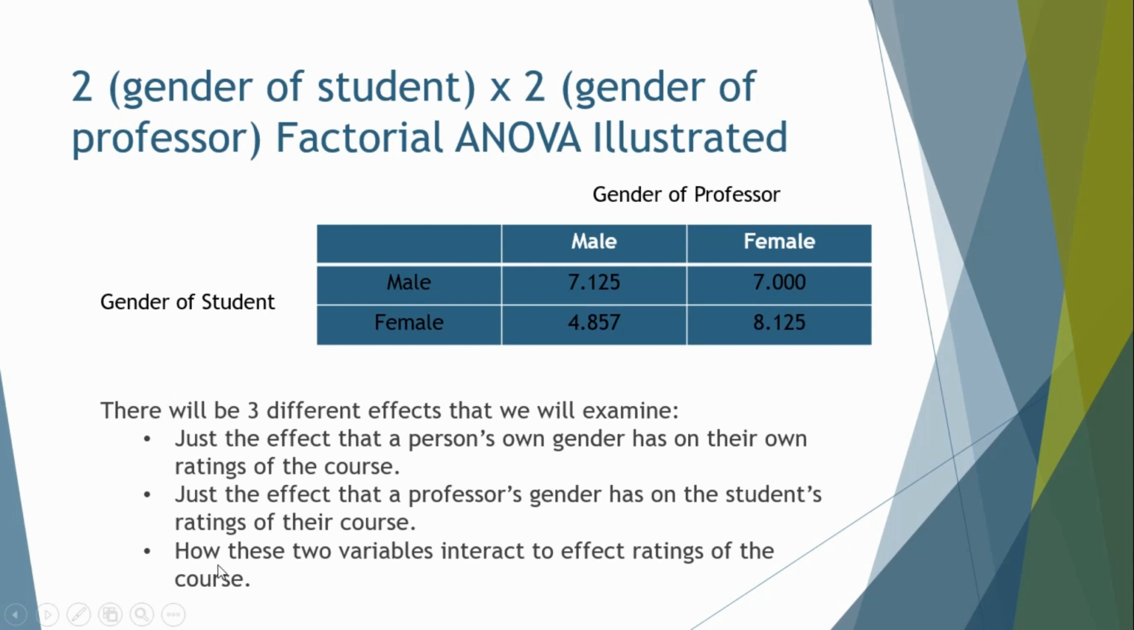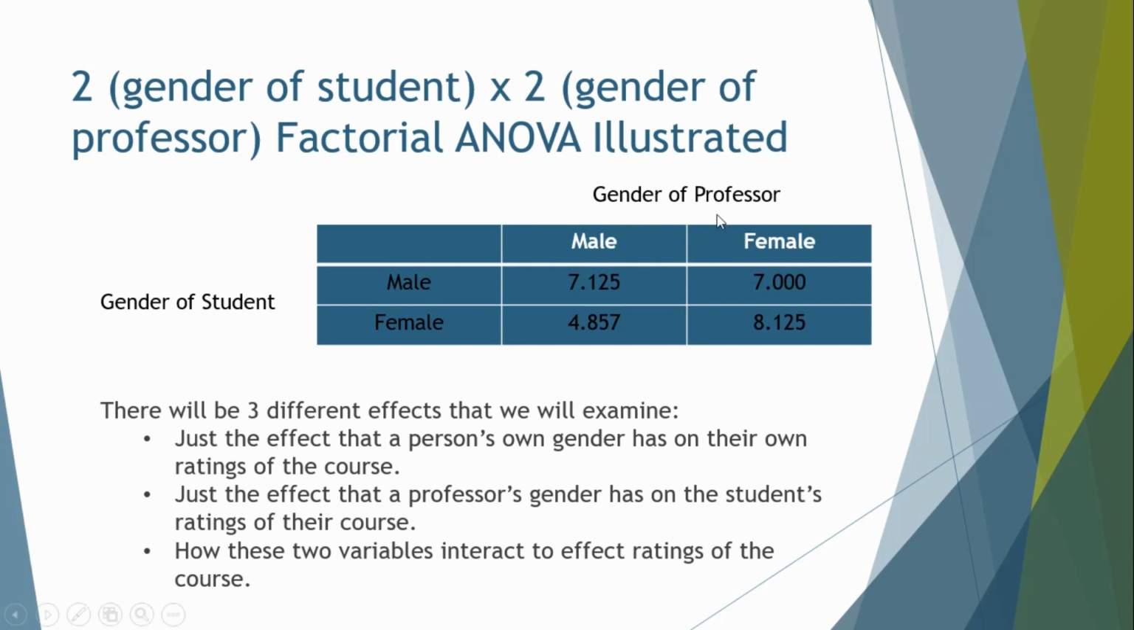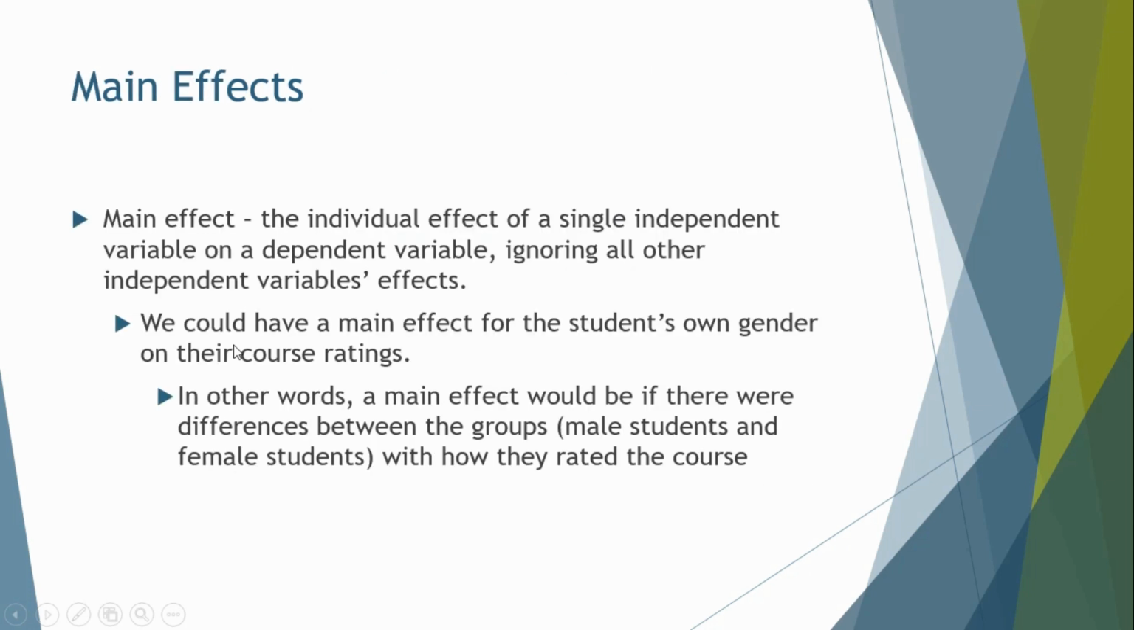And then we also will look at how these 2 independent variables tend to work together to produce an effect, okay? So main effects, that's the individual effect of a single independent variable. So we would look at the main effect of gender of professor, the main effect of gender of student. Both of those are individual main effects. So we could have a main effect for either of those.